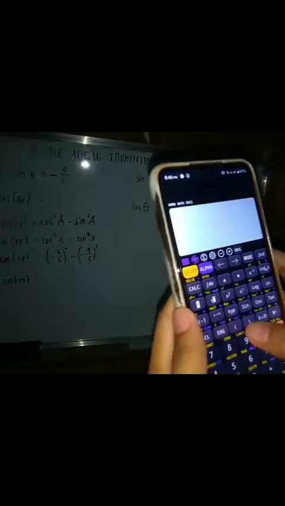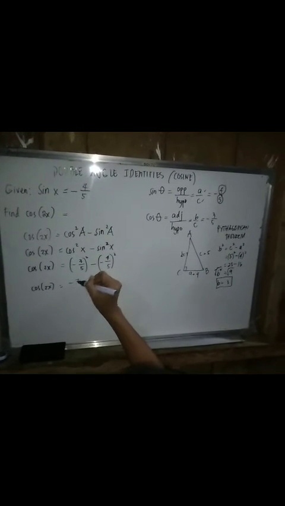So, we will use our scientific calculator to determine the answer for cos 2x. Let us input our values: negative 3 over 5, squared, minus negative 4 over 5, squared. So, the answer is negative 7 over 25. So, the final answer would be negative 7 over 25.